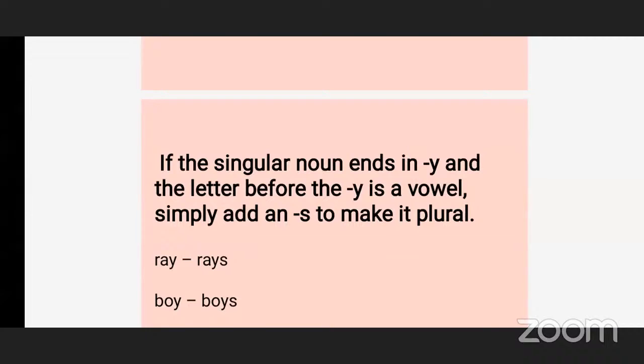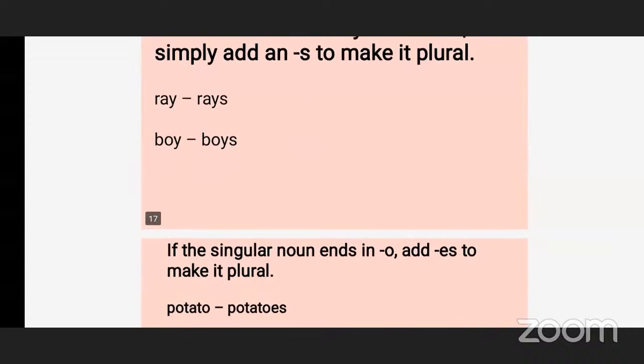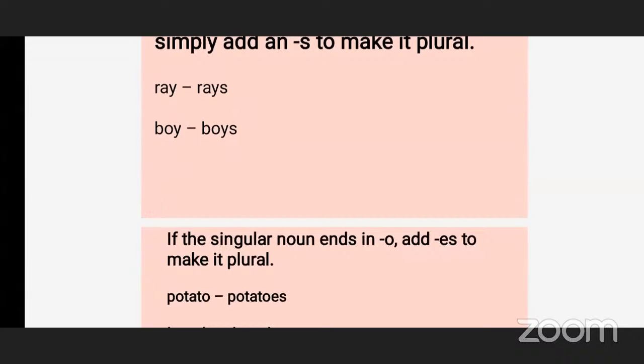So the question is about potato. Potato. Anybody can give the plural? P-O-T-A-T-O. Yes, Diksha. What will be the answer? Ma'am, for potato, it's potatoes. Spell it. P-O-T-A-T-O-E-S. Potatoes. Okay, tomato. Plural format. Tomato, tomatoes. Spell it. T-O-M-A-T-O-E-S. Tomatoes. Very good. Okay. So, potato, tomato. There are some other exceptional cases.